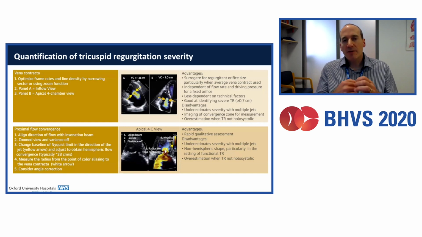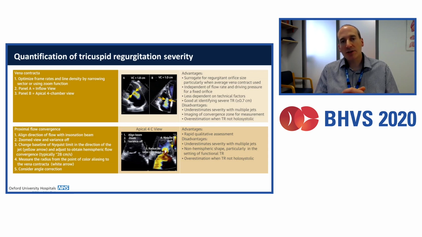If you're going to measure something, measure the vena contracta. Use the inflow view or the four-chamber view, work hard to get the tricuspid regurgitation jet as wide as you can, and measure the narrowest point as the TR traverses the valve. If you measure a value greater than 7 millimeters, it's severe tricuspid regurgitation.